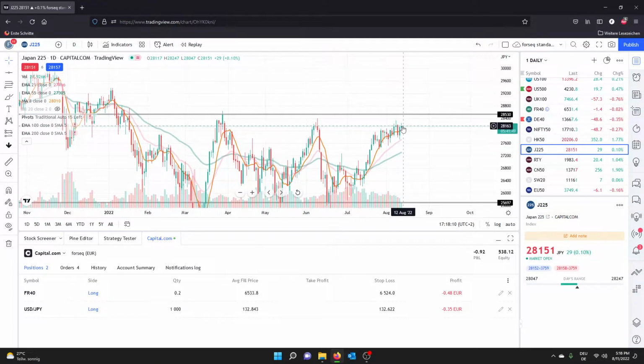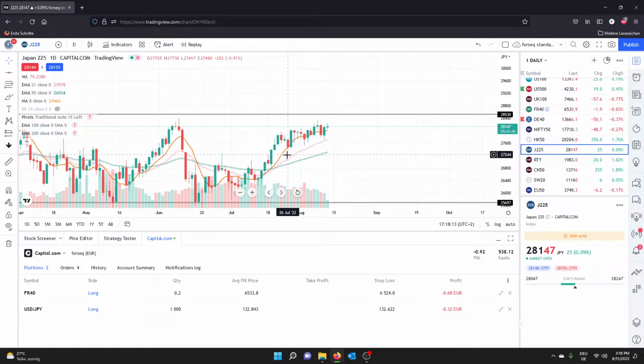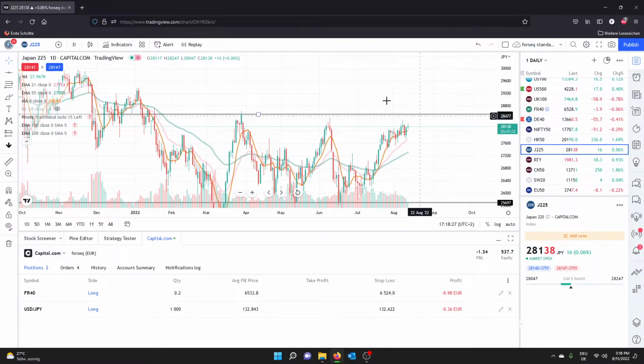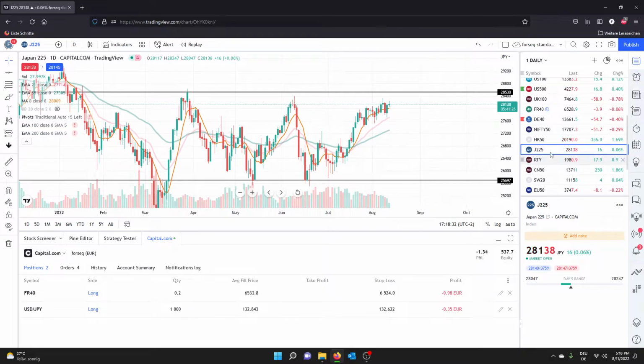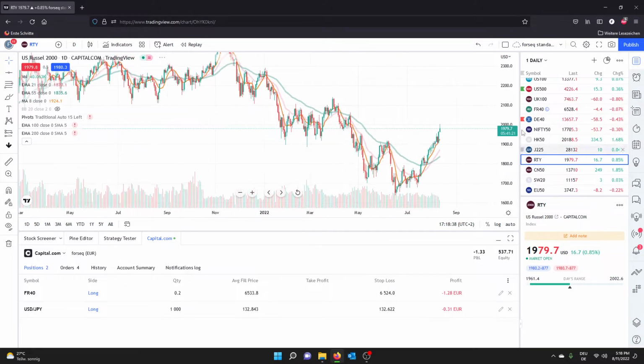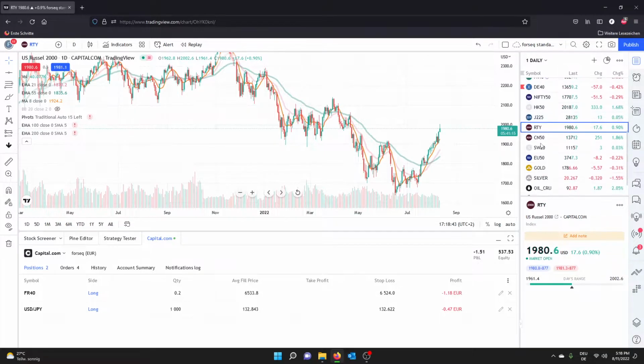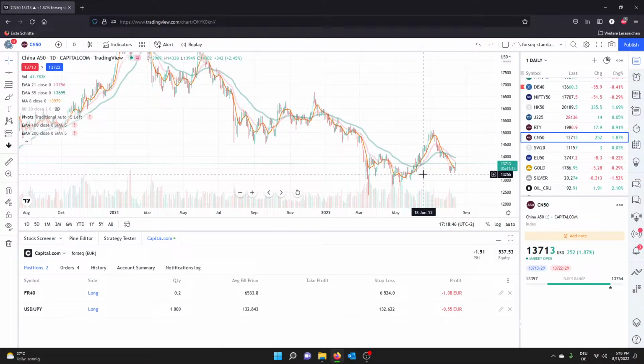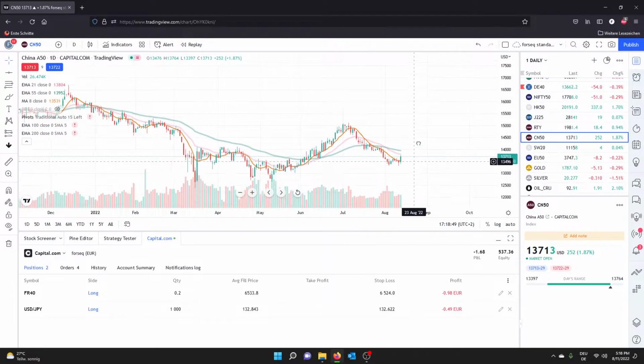Maybe prices break out at this level, because what we see here is that buyers and sellers are equally strong. Maybe the buyers are a little stronger because this build-up heads upwards. But yeah, at this point I would want to wait for a breakout. US Russell 2000, yeah, same thing as with most of the other indexes. They pretty much all look the same. China 50.